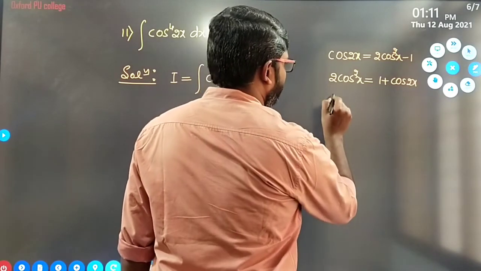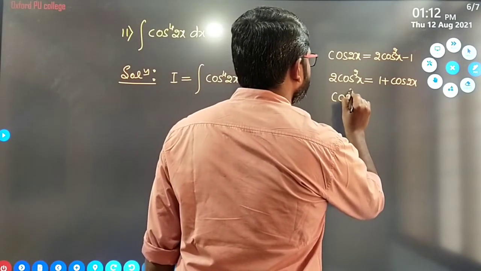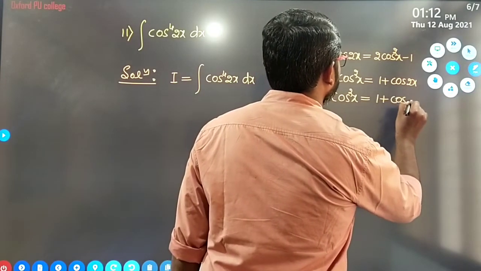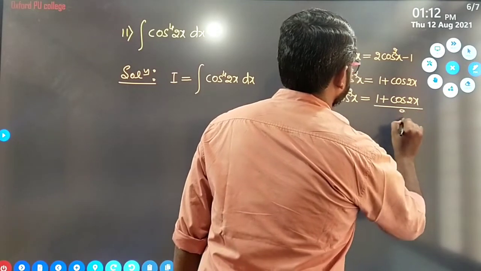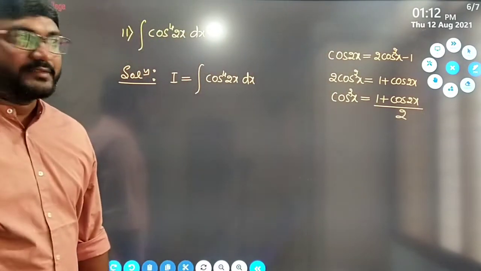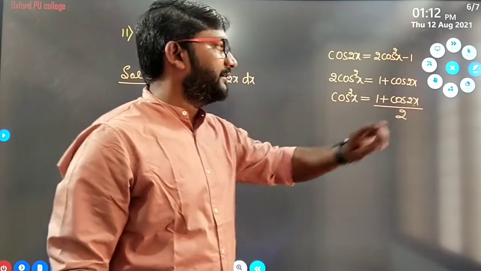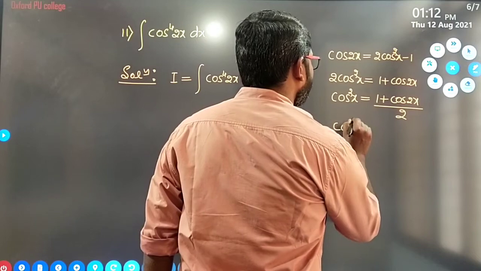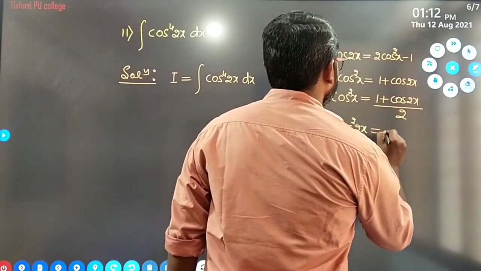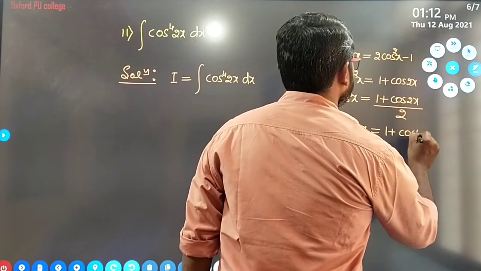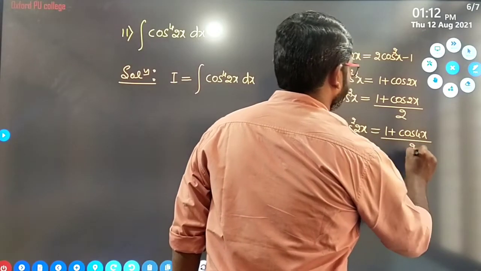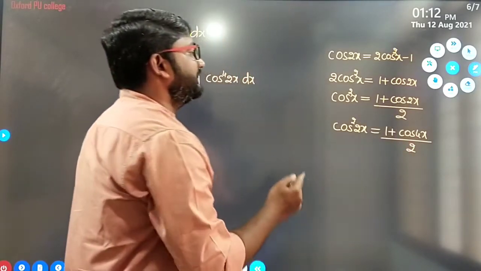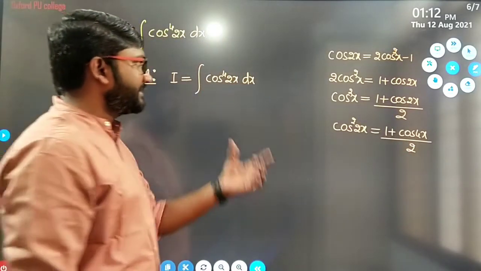Then cos square x will be 1 plus cos 2x by 2. If it is x, we will have to take 2x there. Now if I take 2x here, cos square 2x, what happens? 1 plus cos 4x by 2. The denominator remains the same, only the angle is changing. So this is the cos square 2x formula.